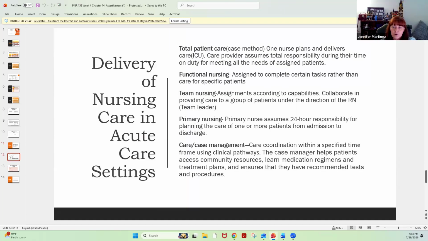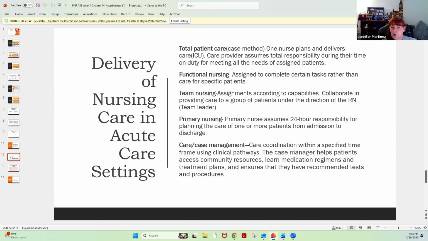Acute care settings are a little bit different. All right. So long-term care settings, again, you have a group of clients, whether it's a whole unit, a half a unit, whatever it is. When we look at acute care settings, obviously we still provide patient care, but the delivery may be a little bit different.